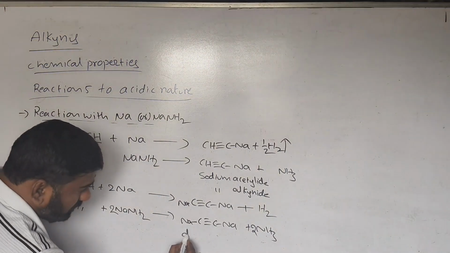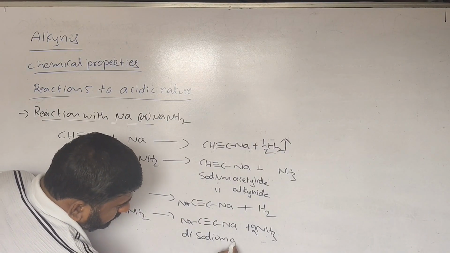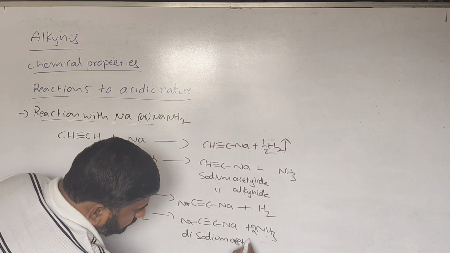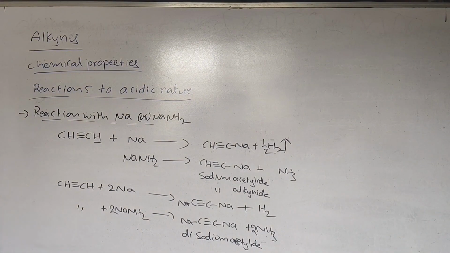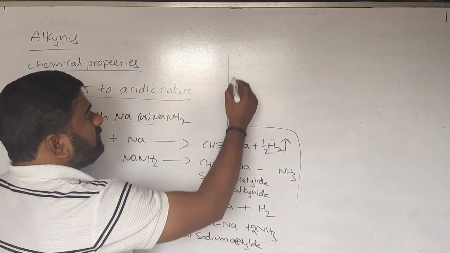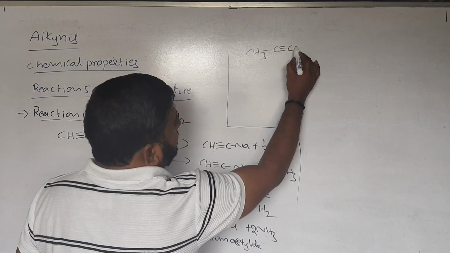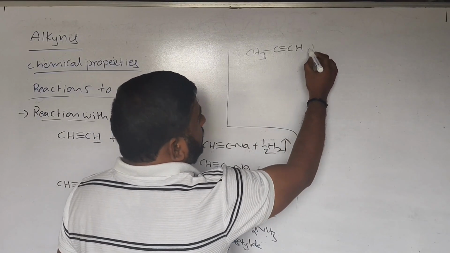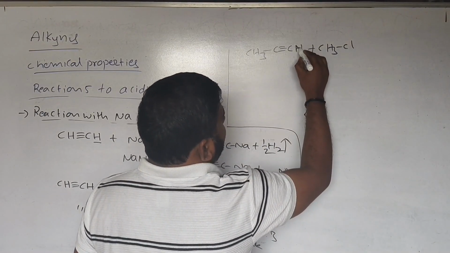Here this is disodium acetylide. Okay, these disodium acetylides, or sodium acetylides or sodium alkynides, are used in the preparation of higher alkynes. How will these be used in the preparation of higher alkynes? Suppose CH3, C triple bond CH reacts with an alkyl halide, CH3Cl for suppose. Here this is sodium alkynide.